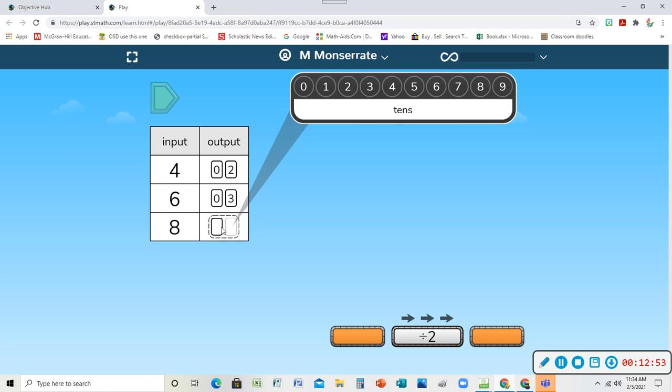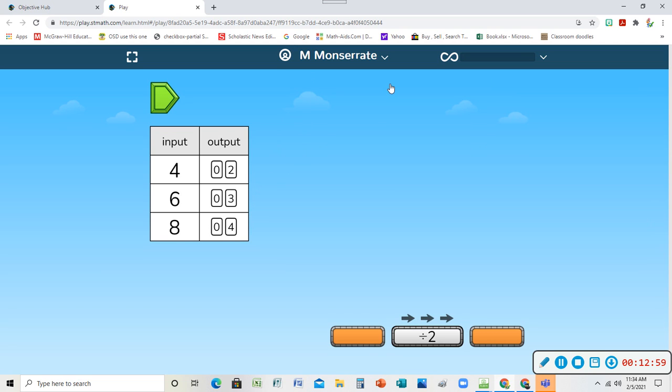Now I'm in the tens place, so I'm going to put my 0 first this time. There we go. So 8 divided by 2 is 4. Oh, I have to press the little go button.